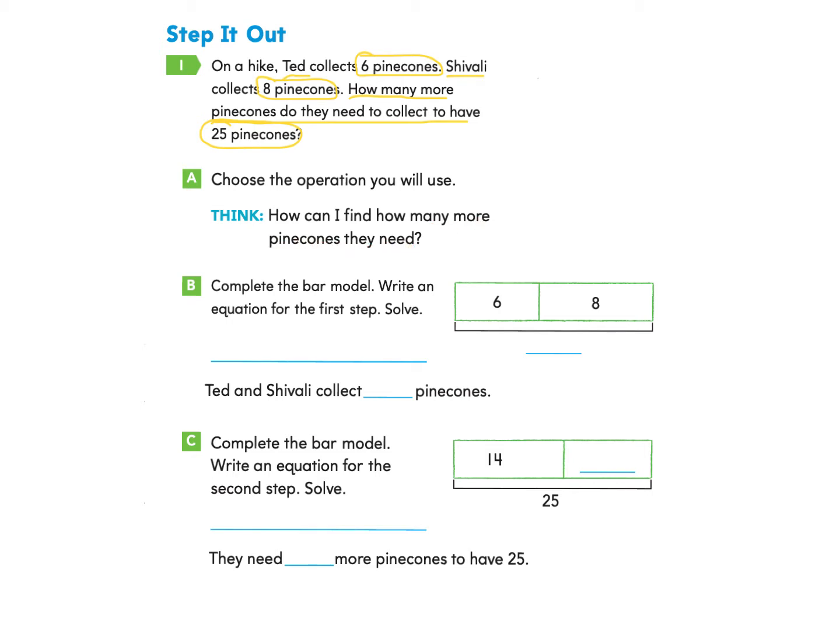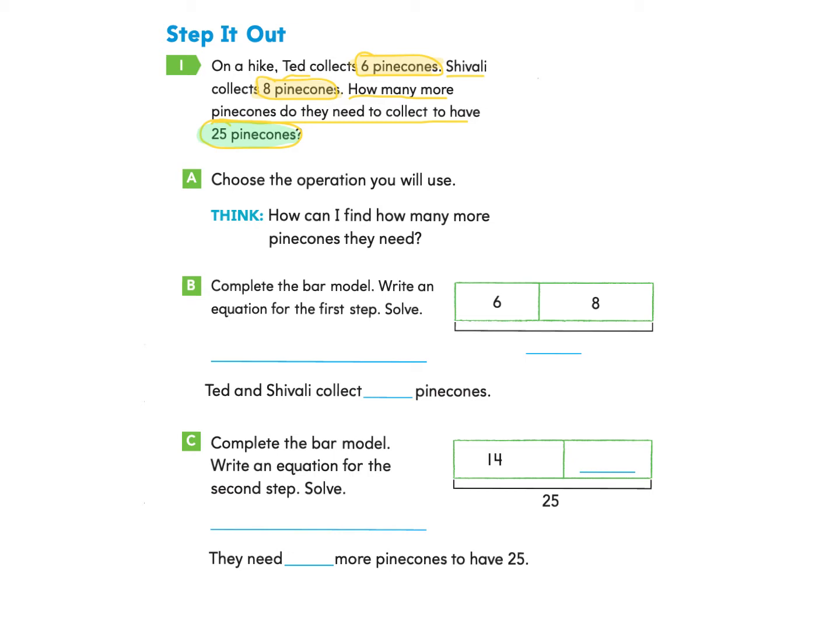So it looks like we're going to need to do 2 things. The first thing we're going to need to do is find out how many pine cones they have together. They have 6 and 8 together, so that's going to be an addition problem. And then we're going to need to find out how many more they need to get to 25, which is the total they'd like to get. So we're going to be doing an addition and subtraction. We're going to use both equations.